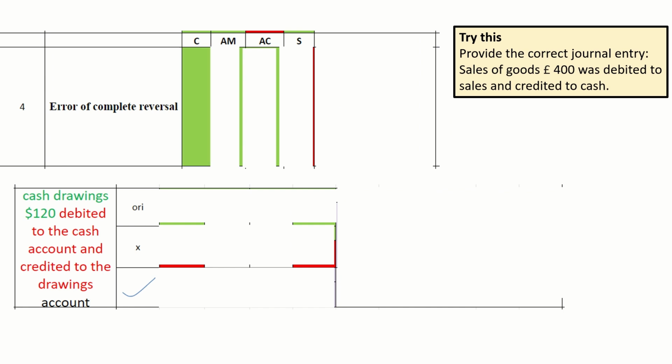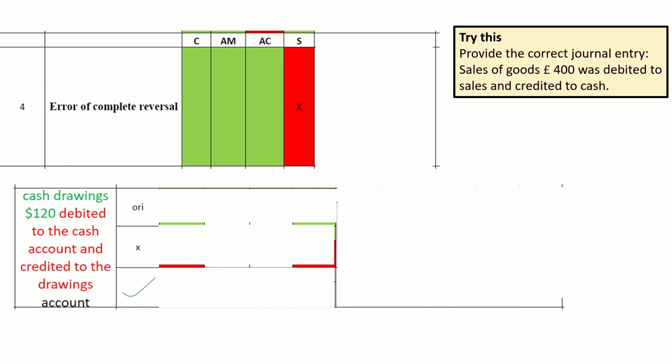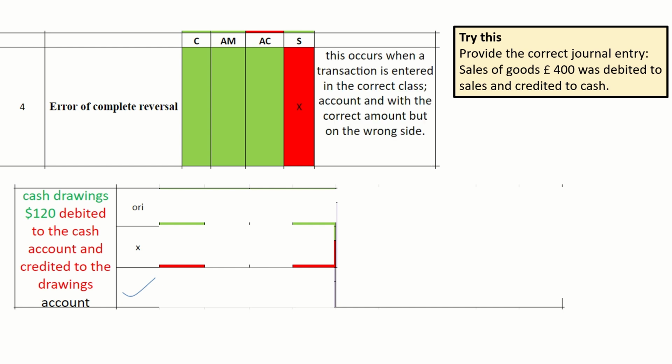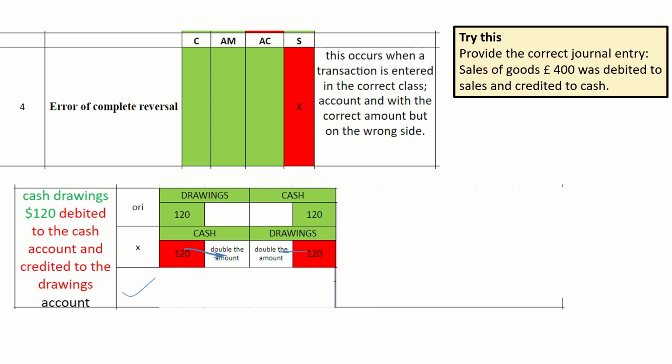Error of complete reversal. This error occurs when a transaction is written in the correct class, correct amount, correct account, but in the wrong side. Let's look into an example. Cash drawings 120 debited to cash account and credited to drawings account. The original entry should be drawings debit, cash credit. However, the error was it was debited to cash and credited to drawings.